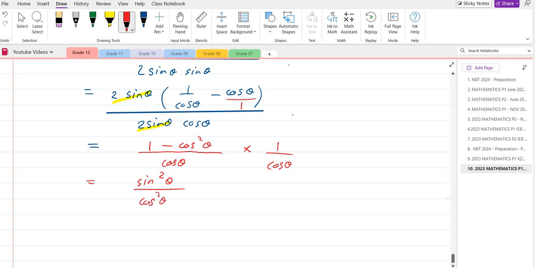And what is sine squared over cos squared? It is tan squared theta, which is equal to the right hand side. So it's proved. Right, so we all good. Remember, 1 minus cos squared is sine squared theta.